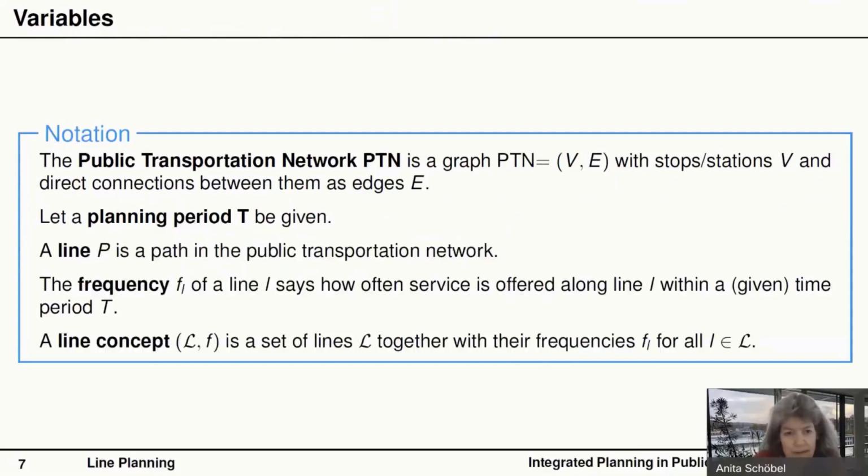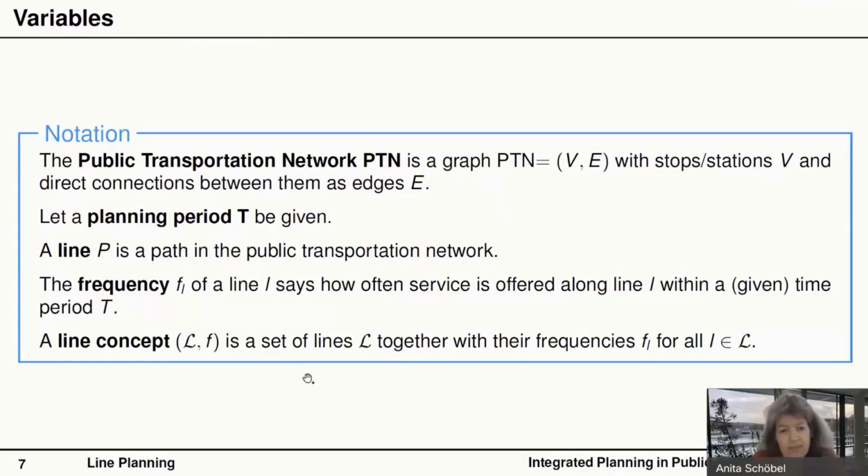So, and then what is a line? A line is a path in the public transportation network. A path is well defined in computer science and mathematics. The frequency of a line says how often service is offered along the line within our given time period T. So if the frequency is 1, we have two services within the 1 hour, if T is 1 hour. And the line concept is then the set of all lines together with their frequencies. So what we would like to determine is this line concept. So that consists of the lines themselves and the frequencies of the lines.